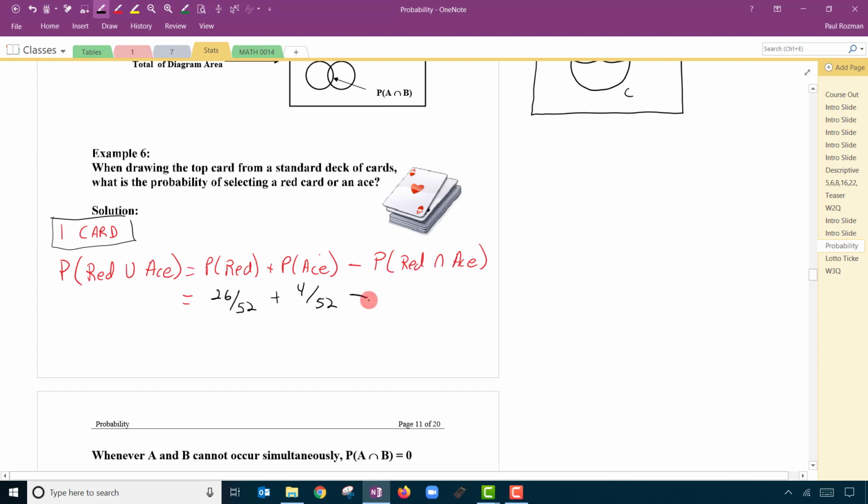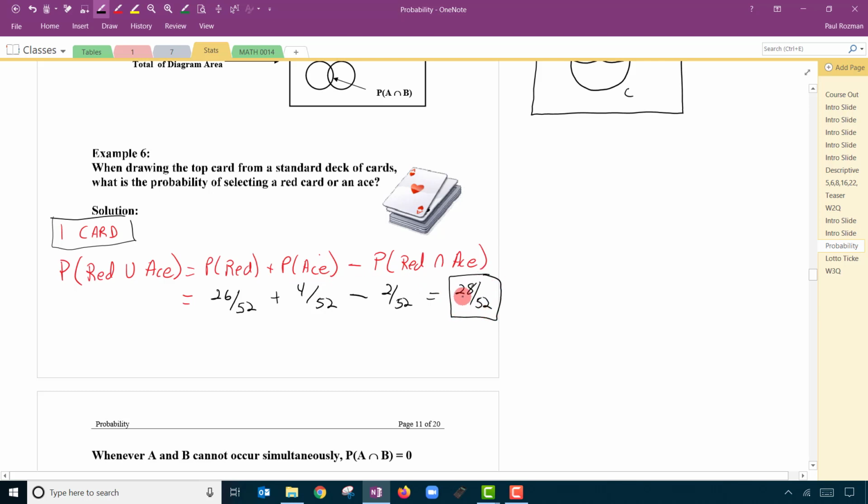And then we need to take away the probability of having one that is both red and an ace. So 2 of the aces are red, the ace of diamonds and the ace of hearts. So we'll take those away, leaving us with a total of 28 out of 52. Now, I think most of us probably could have reasoned that out without the formula. So when you're solving these, you don't necessarily have to list this out. You could jump to the answer, I think.